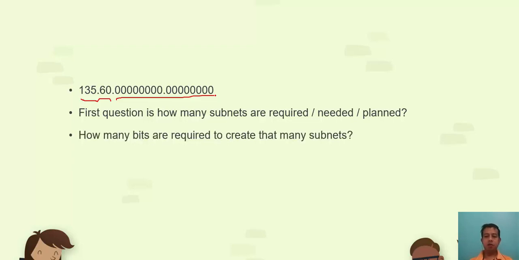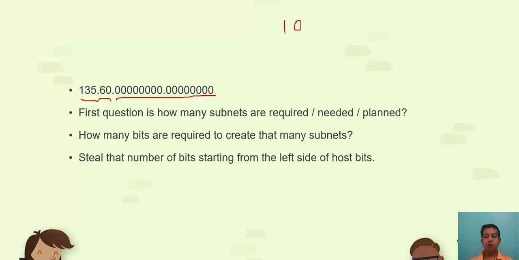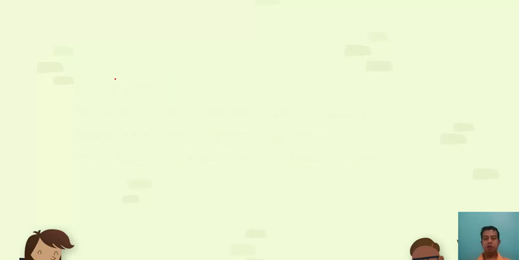Now once you know how many subnets you require, you know how many bits are required to represent that number of subnets. Say if I require 10 subnets, how many bits are required to represent 10? Clear? Once I know how many bits I require, I steal that number of bits, starting from the left side of the host bits. So in this example, the first 2 parts are the network bits, and these 2 parts are the host bits. Now I start stealing the bits from the left side of the host bits. So I start taking bits from here. Clear? Now let's continue with the example.